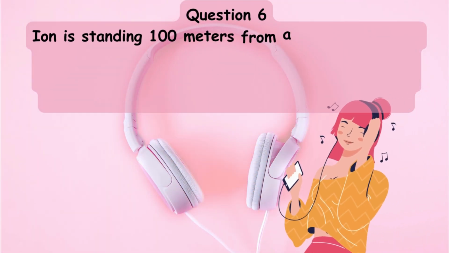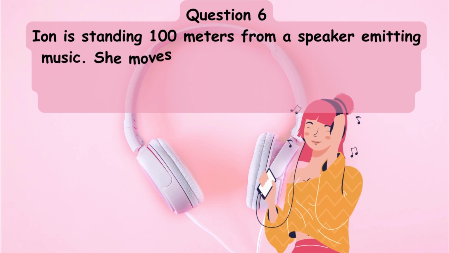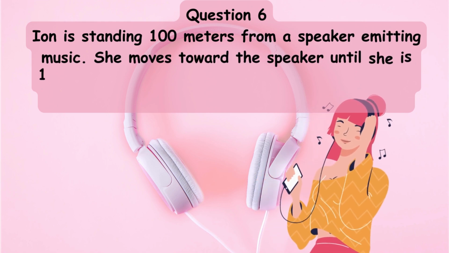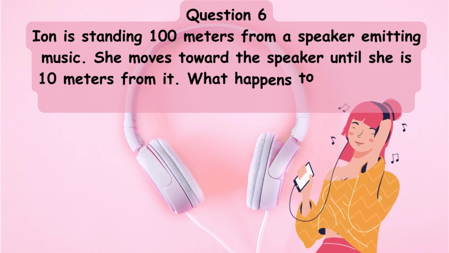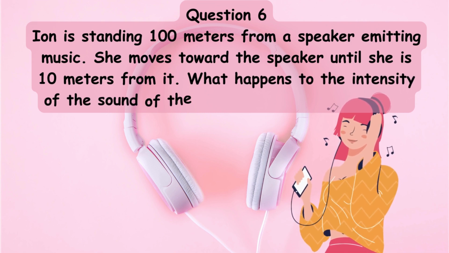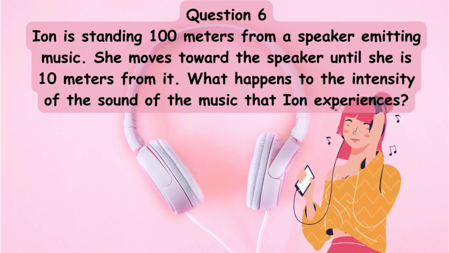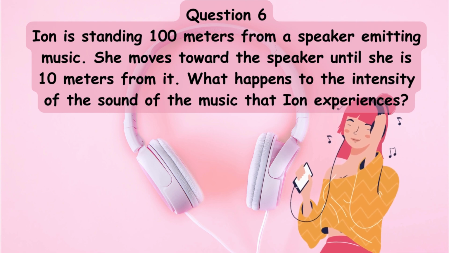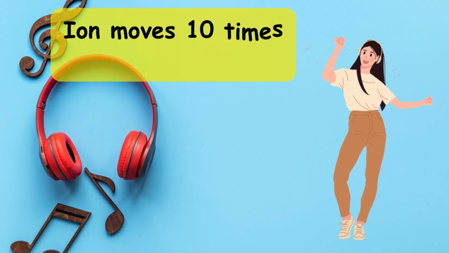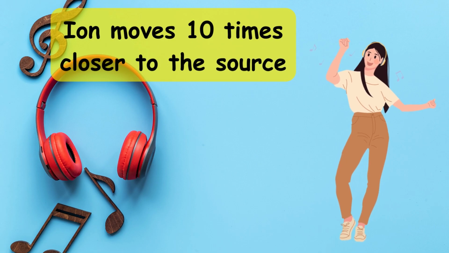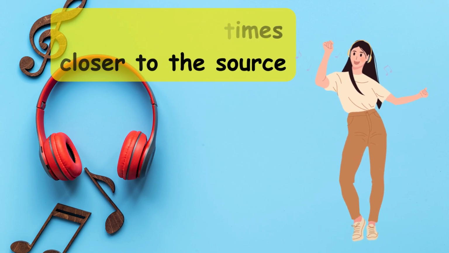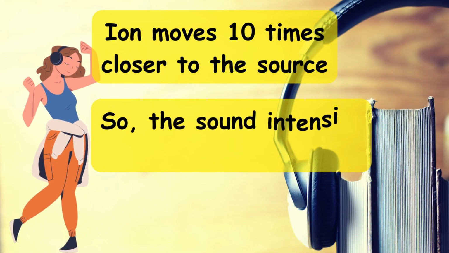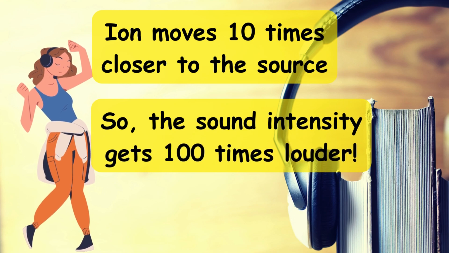Question 6. Ion is standing 100 meters from a speaker emitting music. She moves toward the speaker until she is 10 meters from it. What happens to the intensity of the sound of the music that Ion experiences? Ion moves 10 times closer to the source, so the sound intensity gets 10 squared, or 100 times louder.